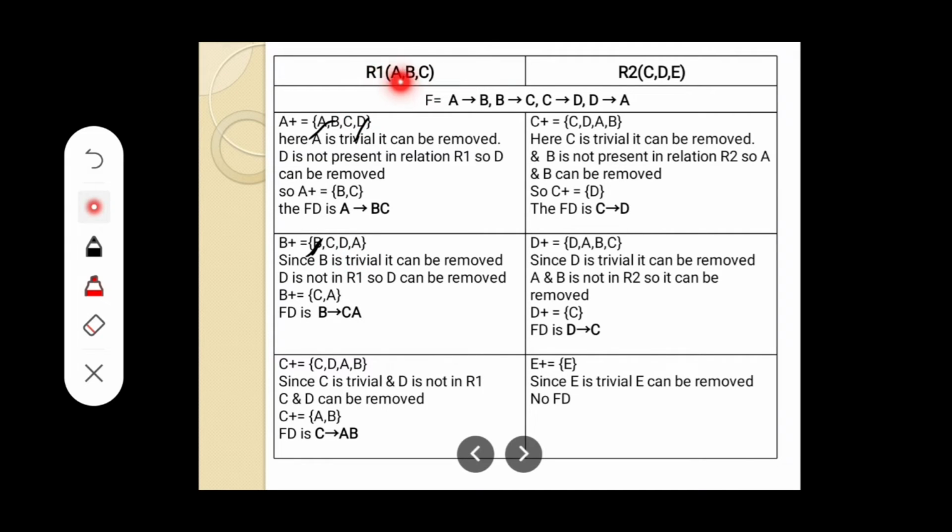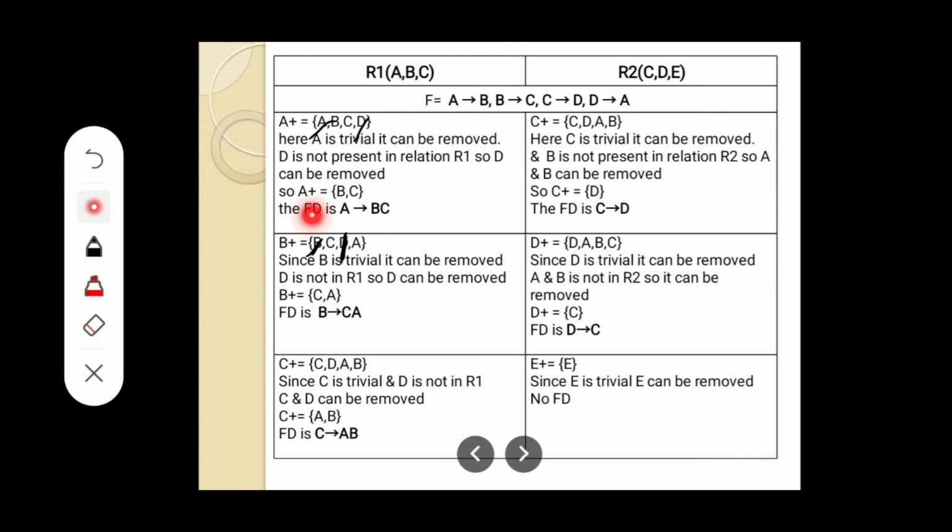Look here, R1 contains the attributes A, B, C. We have already removed B because it is trivial. Next is C, D, A. C is there in the R1 relation. Is D there? No, D is not there. Is A there? Yes, A is available here. So D is not required, because D is not part of the subrelation R1 ABC. So B closure is C comma A. B is trivial and D is not in R1, so both can be removed. So the functional dependency we can write is B determines CA.